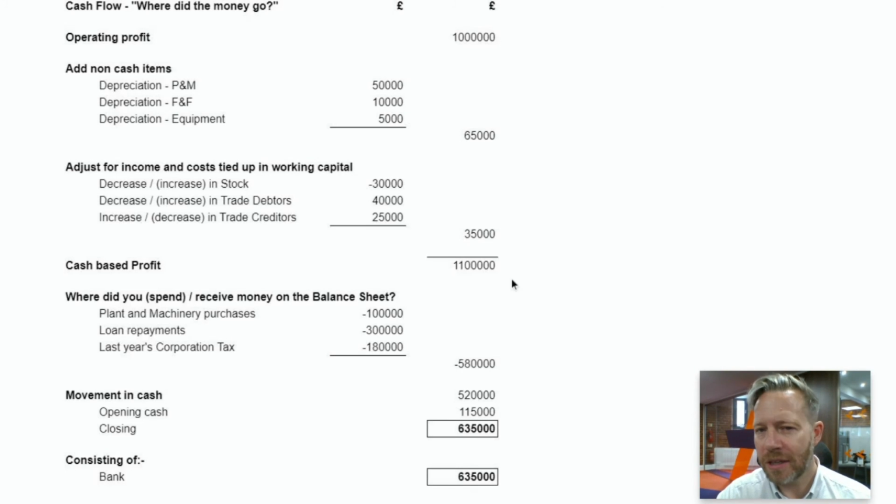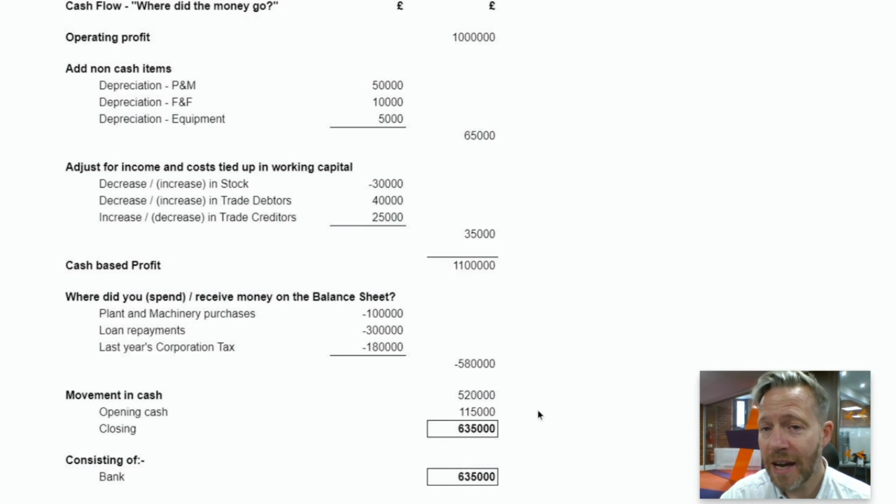So what happened on the balance sheet in terms of capital transactions? We spent £100,000 on our new canning machine. We had loan repayments of £300,000. And we paid last year's corporation tax bill of £180,000. So total capital transactions on the balance sheet of £580,000. That gives us our movement in cash of £520,000.